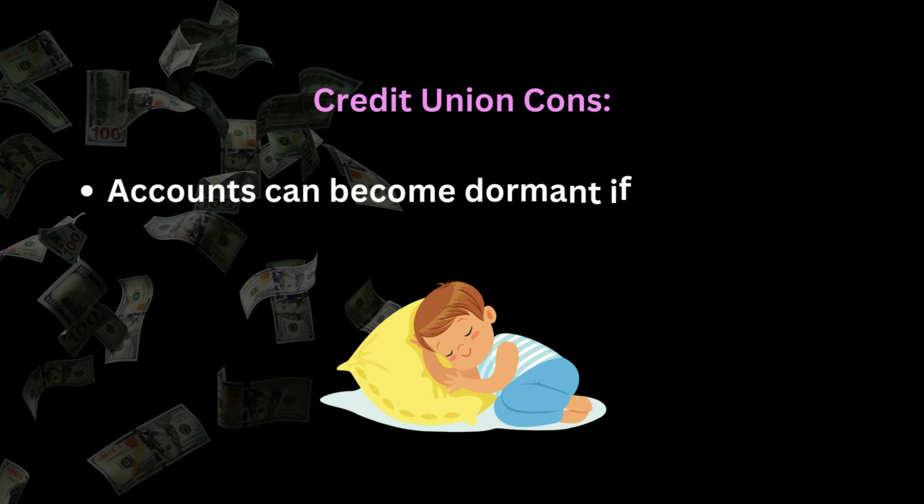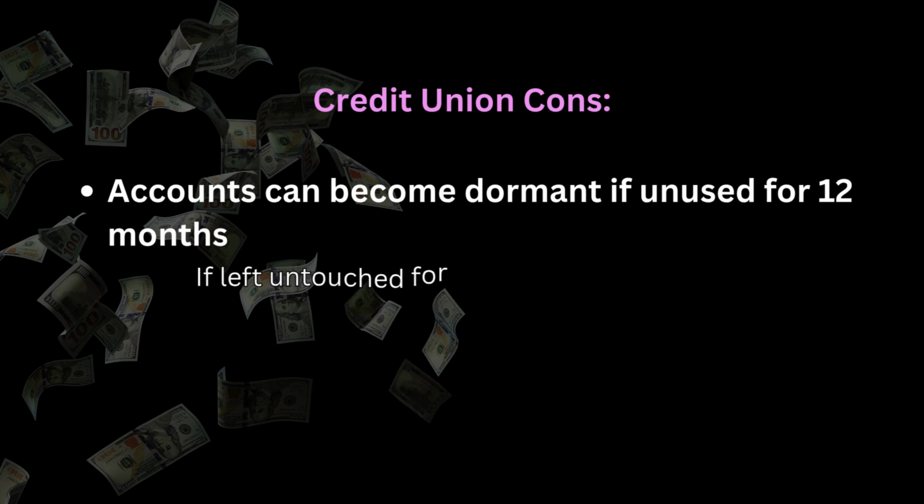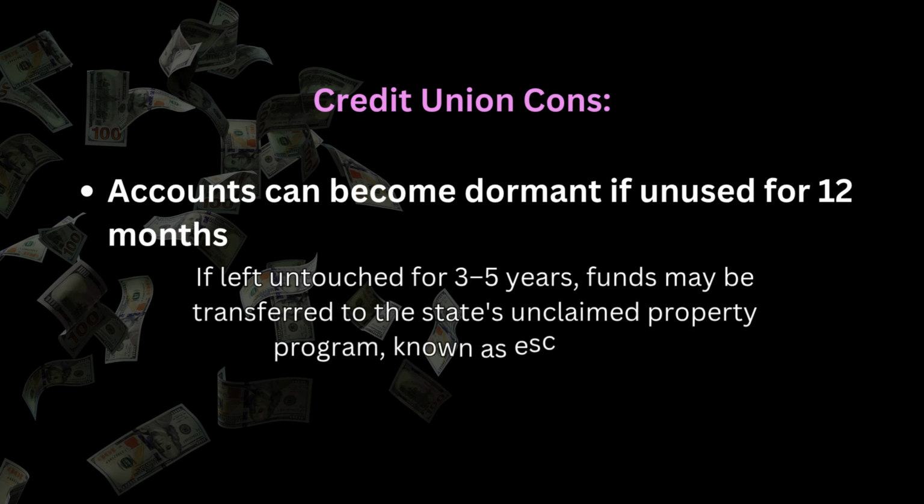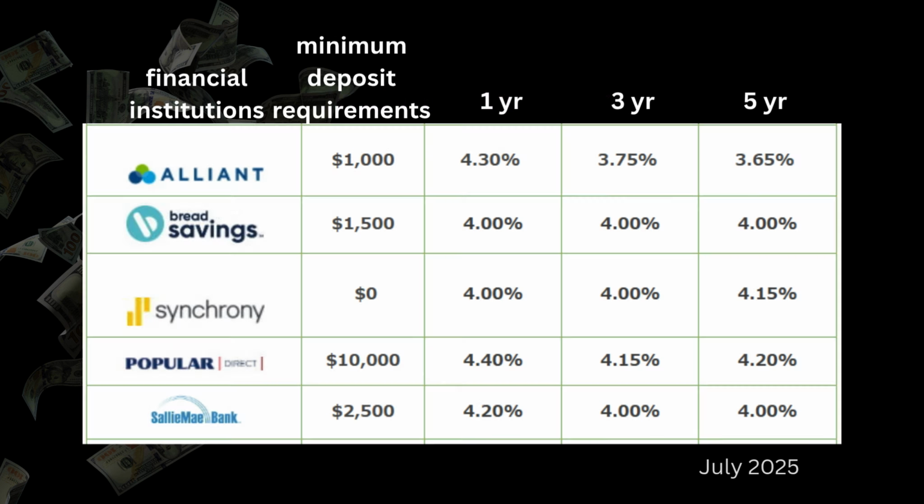Cons. Accounts can become dormant if unused for 12 months. I experienced this once. My balance dropped to zero and online access froze. It was solved quickly via phone, but some dormant access may be frozen or charged fees. If left untouched for 3 to 5 years, funds may be transferred to the state's unclaimed property program known as escheatment. CD accounts usually aren't affected by this since they have clear terms, but keep an eye on your checking and savings accounts.